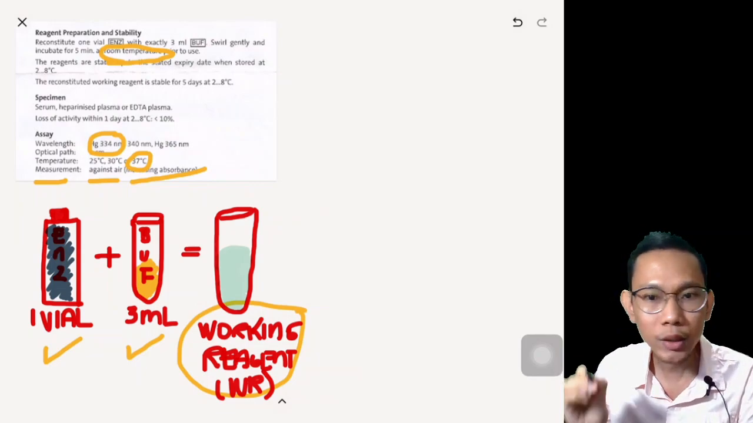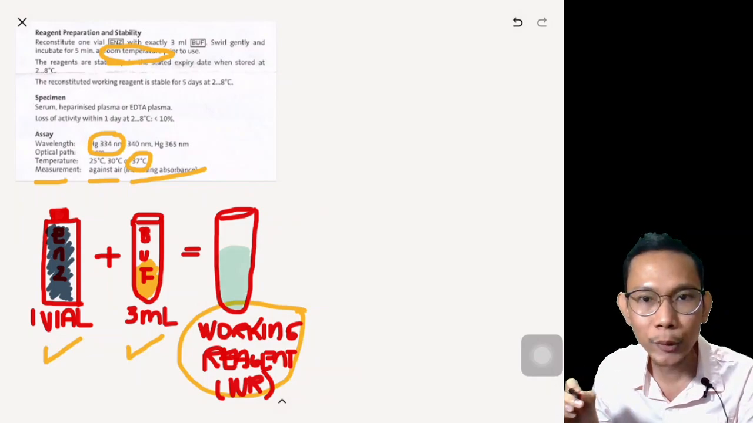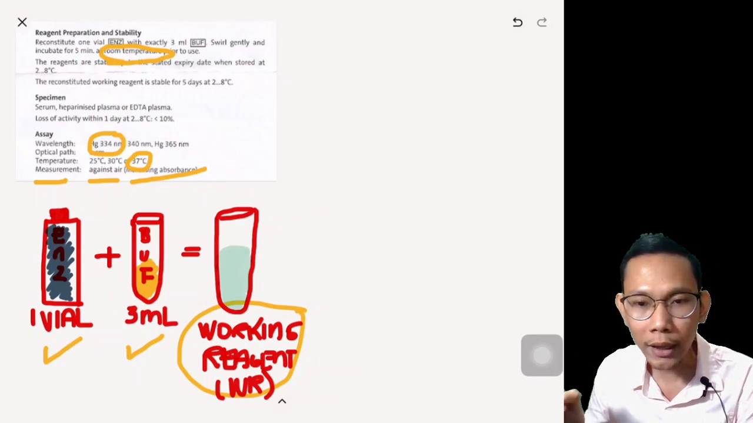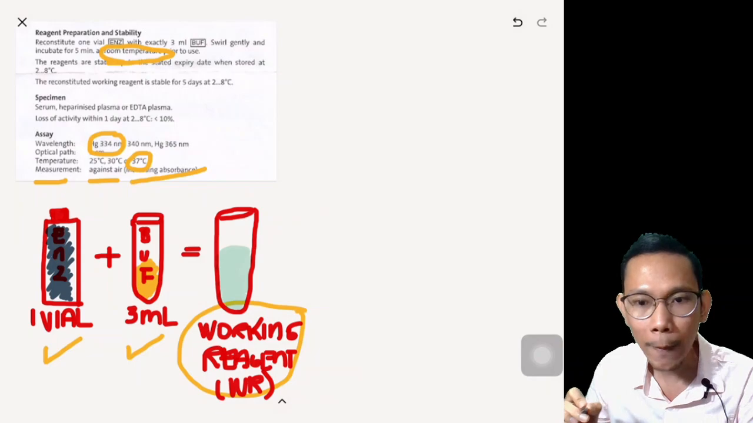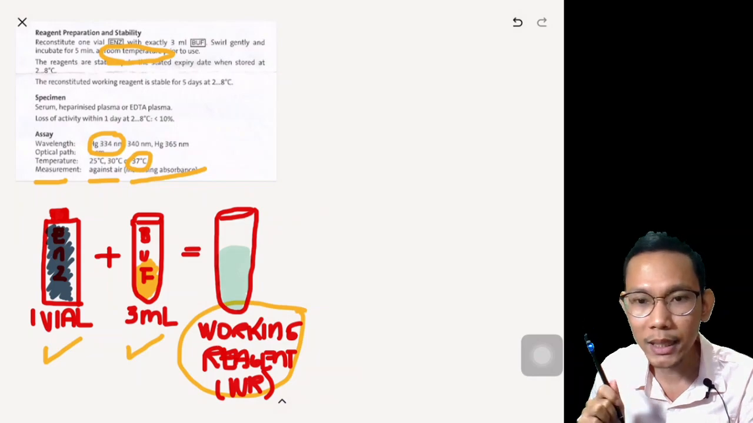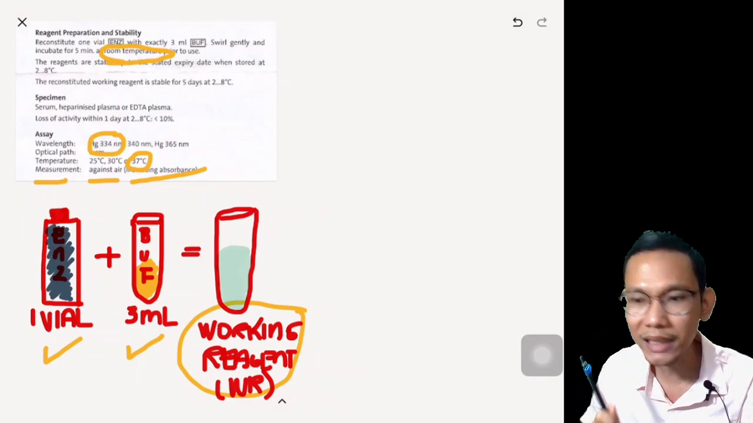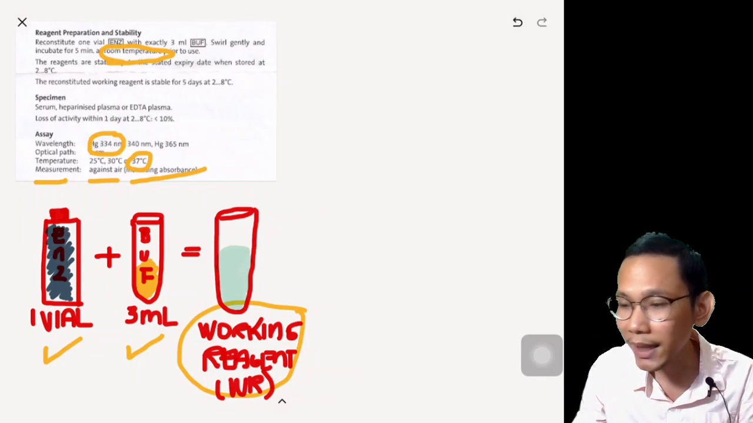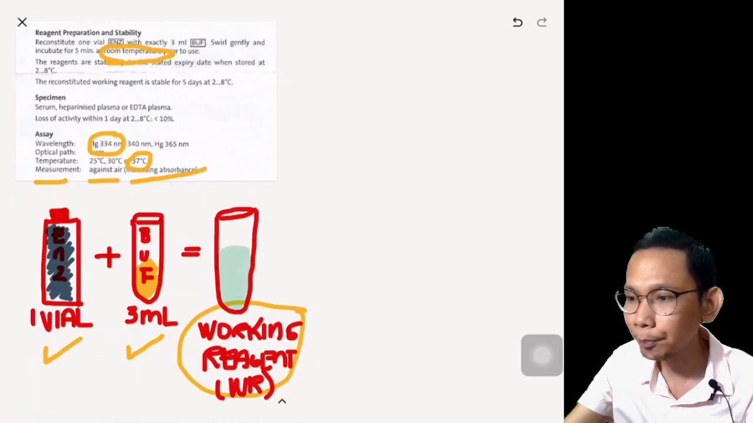Remember that, because this will give us an idea whether our test is actually correct. If our absorbance is increasing, that will be correct. If we see in our result later on that the absorbance is increasing, that's going to be correct. But if our absorbance is decreasing, getting smaller and smaller, then that's going to be doubtful, that's going to be incorrect. That's why it is important to determine whether this kit follows increasing or decreasing absorbance. For this test, it is increasing absorbance. Again, we have a vial, 3 ml of buffer, which becomes our working reagent.